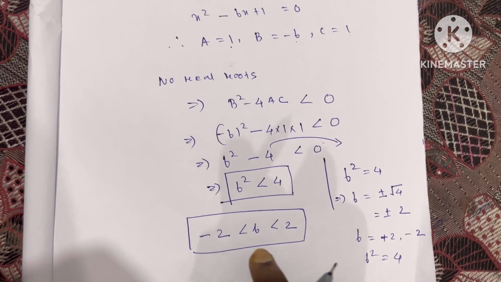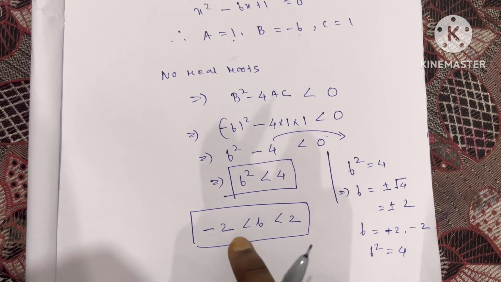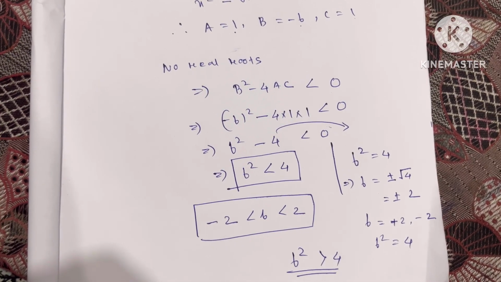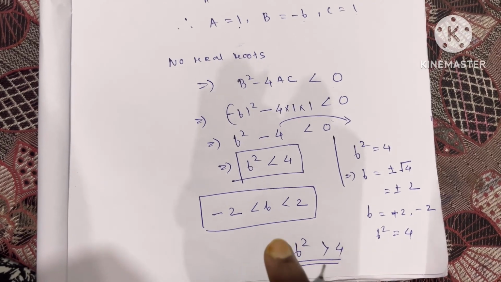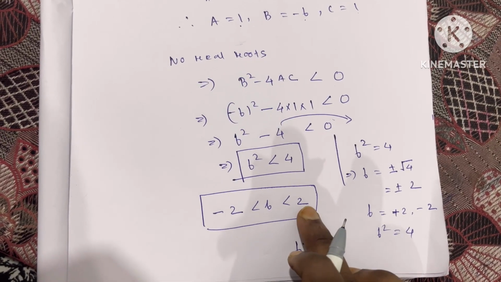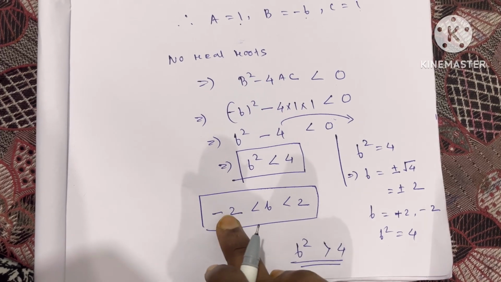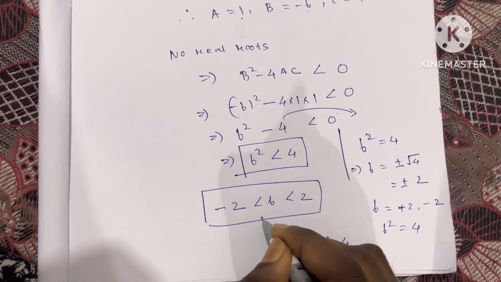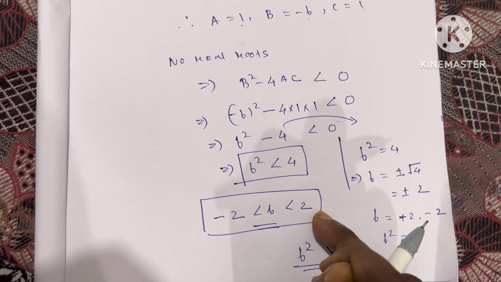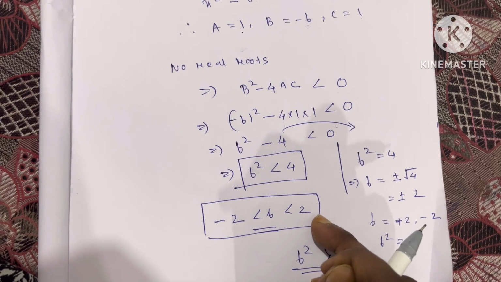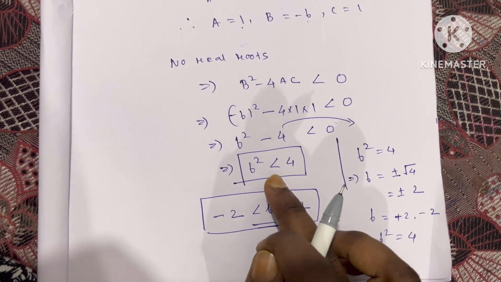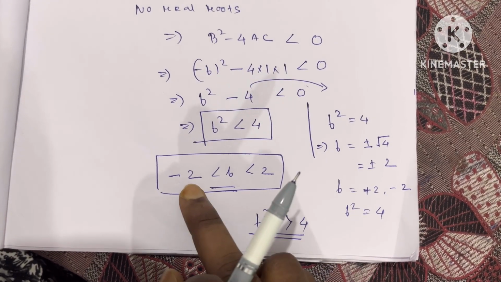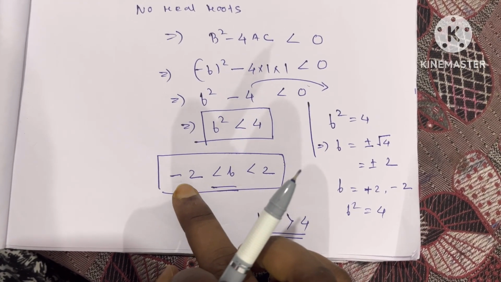Otherwise, if you take a value not in this range, we will get b square greater than 4, which is not valid because we got b square less than 4. That means the value of b should be in between minus 2 and 2, because minus 2 and 2 are the boundary. If you take minus 2 you'll get 4, and if you take 2 you'll also get 4. So the value of b should be in between minus 2 and 2. Clear? That means minus 1, 0, like this, otherwise you'll get b square equal to 4 or greater than 4. So we get that the value of b should be in between minus 2 and 2.